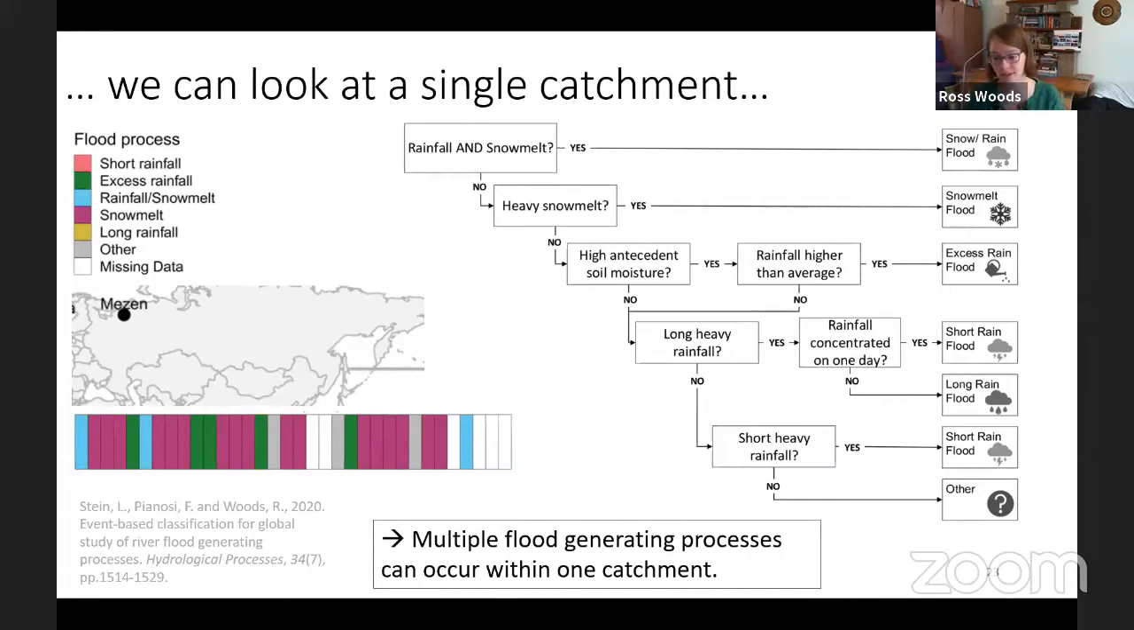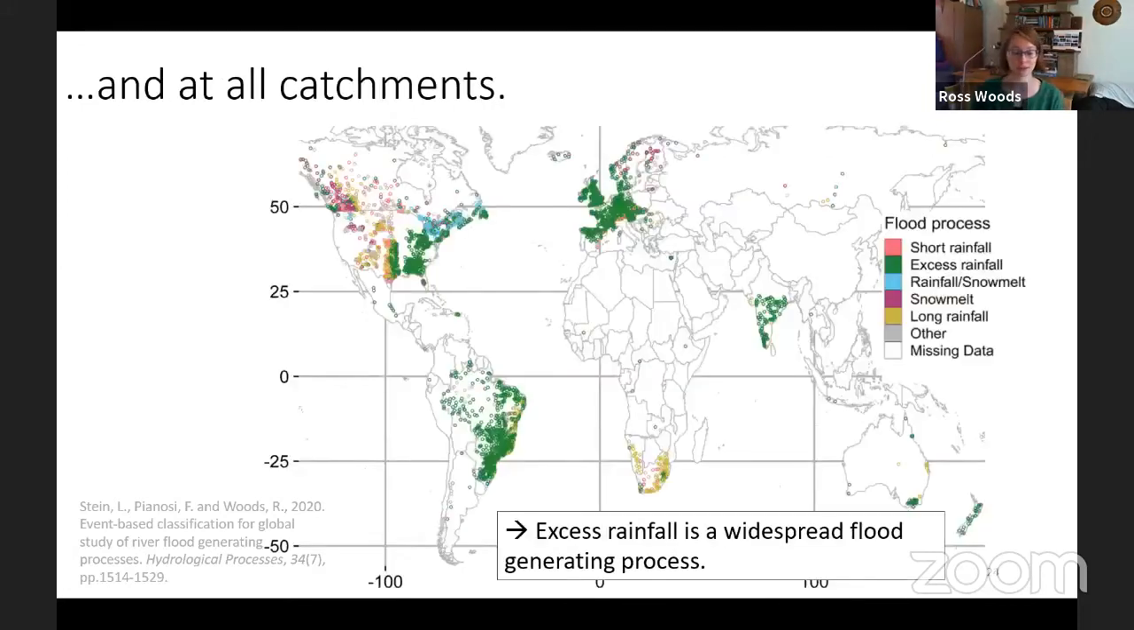So that's what we learned from the single catchment. But since Ross was saying we like looking at patterns, we also want to look at the whole world, or wherever we have data. And when we look at just the dominant process, we can see that there are quite a few catchments that are dominated by excess rainfall events, particularly in the tropics and in Europe. Most flood events in those catchments are caused by rain falling on saturated soils.